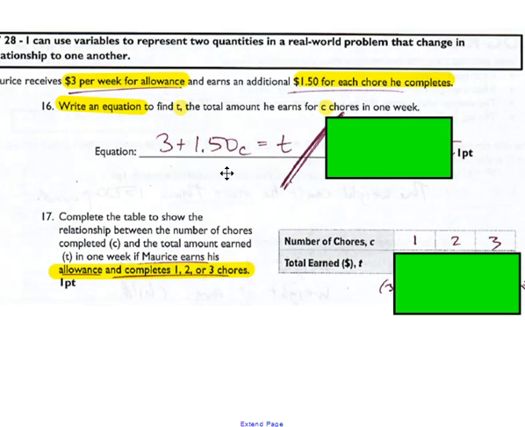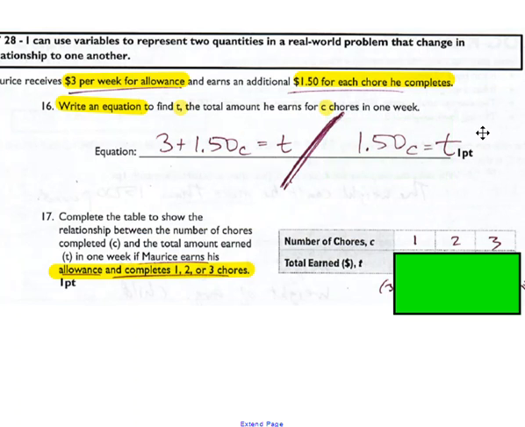So this is one equation. Another one that also kind of works, because they don't necessarily tell you here if you should add the 3 or not. You could have just maybe shown this. Okay, I would accept that as well.